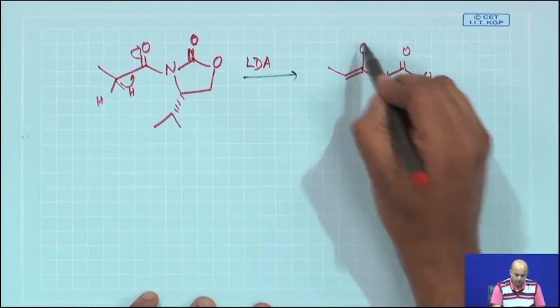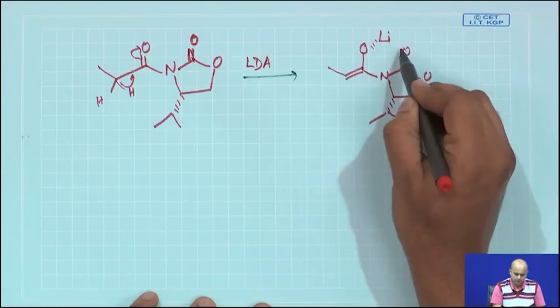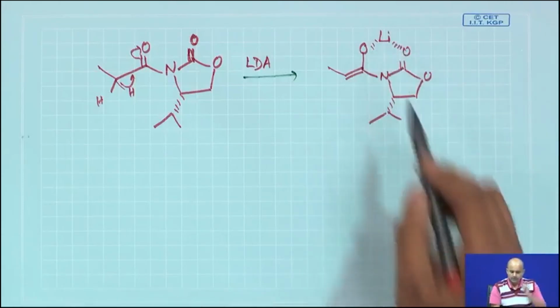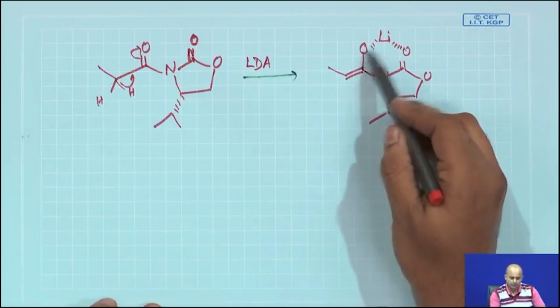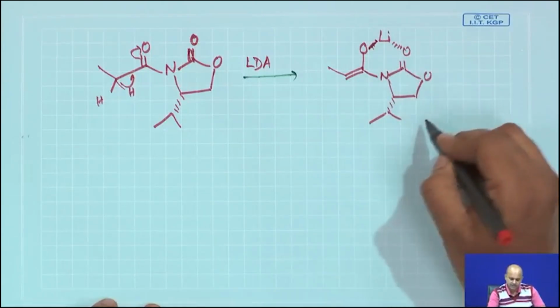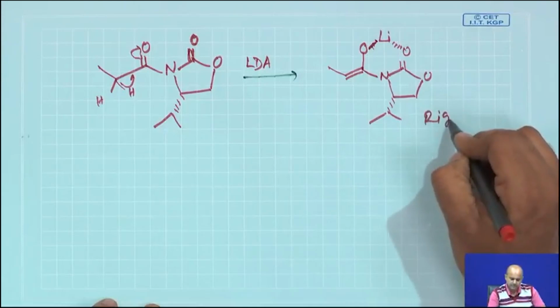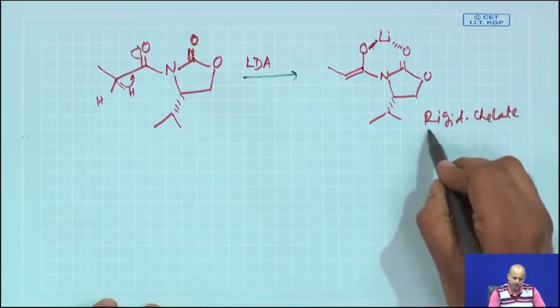You have this OLi. Now, this oxazolidinone seems to be in a cyclic chelated form with this OLi. This OLi basically makes this rigid chelate. So, this rigid chelate is very important.